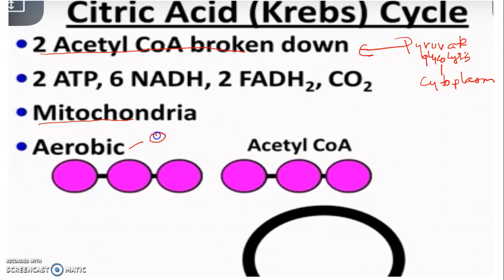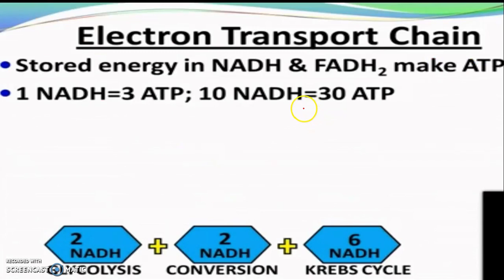And aerobic means it requires oxygen. If you remember, in glycolysis there was no oxygen. So the end product of the citric acid or the Krebs cycle is acetyl-CoA. Then the acetyl-CoA enters the electron transport chain. And all those NADH and FADH were made during glycolysis and the Krebs cycle. They store energy, which can be made into ATP.